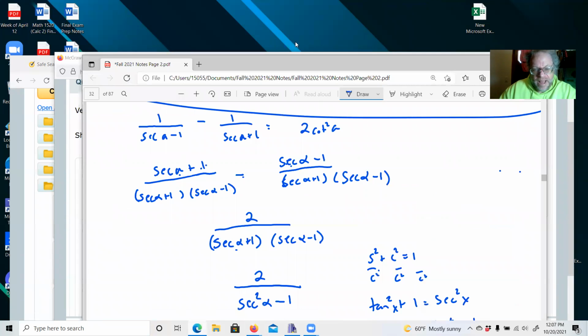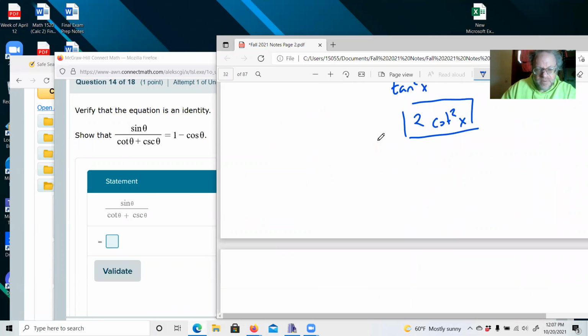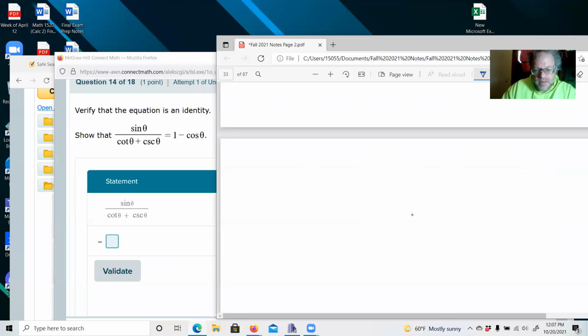Okay, what do we have? We have sine theta over cotangent theta plus cosecant theta. So what do we want to, oh, we have to show that this is equal to 1 minus cosine theta.